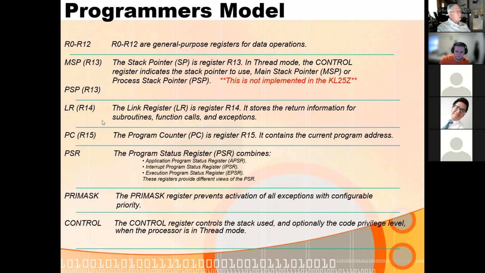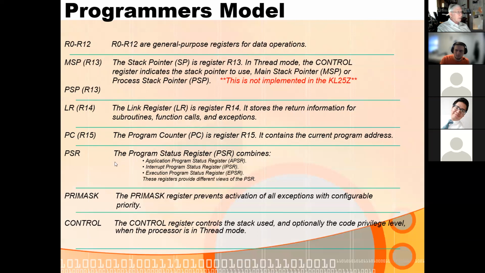Then there's a link register, which is somewhat inscrutable to me. I don't know exactly what it does. It's involved in function calls, subroutines, and things like that. And then there's a program counter. Program counter tells you the next instruction to be executed, that's going to be fetched.